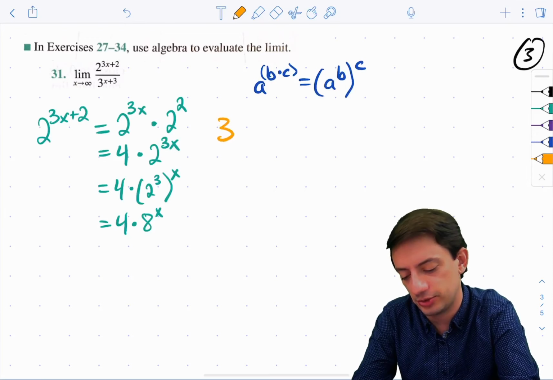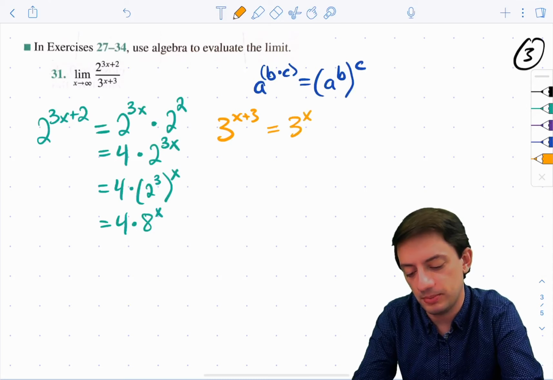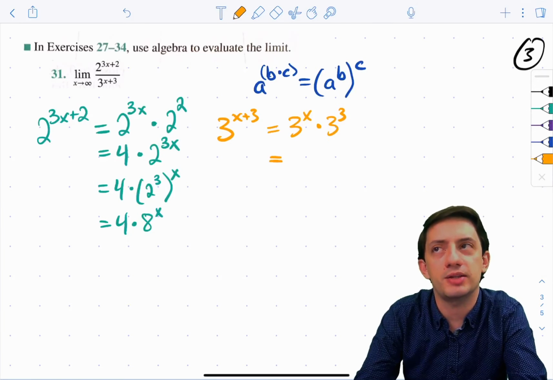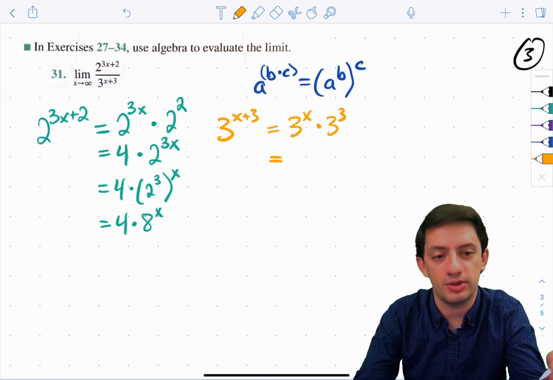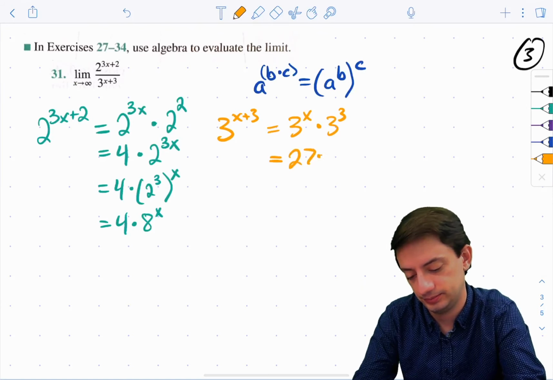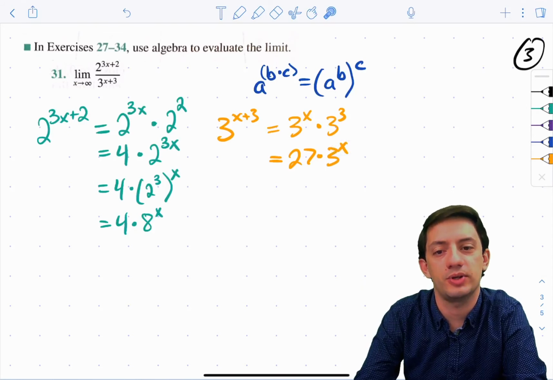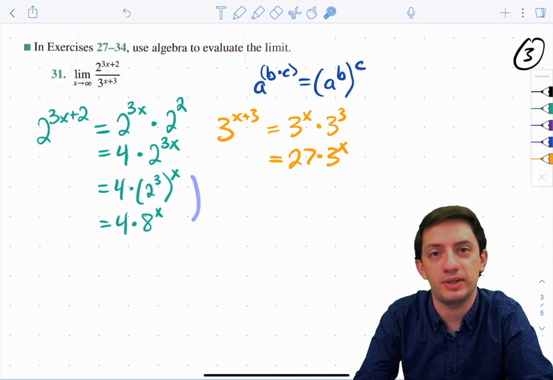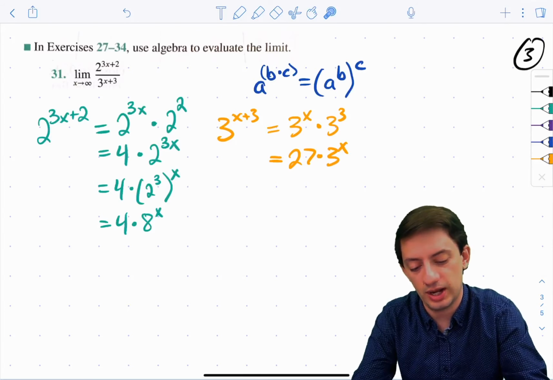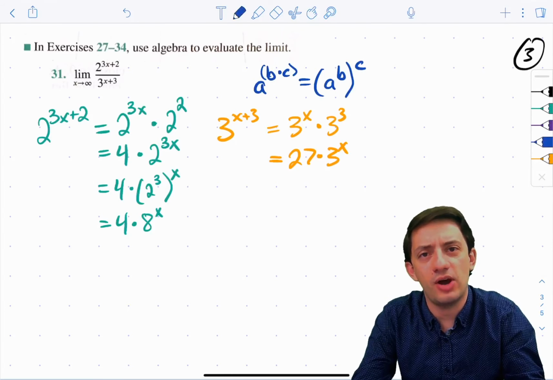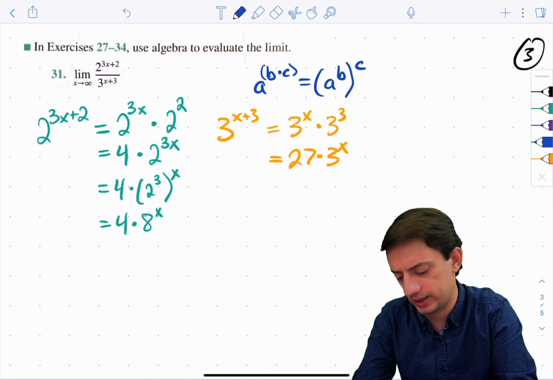This one's a little bit easier. 3 to the x plus 3. First step, make it 3 to the x times 3 to the 3. 3 cubed, that's 3 times 3 is 9, times another 3 is 27. And now we already only had a single x in there, so we don't need the other step that we needed here. Okay, so that's going to help us now untangling what those functions were doing.